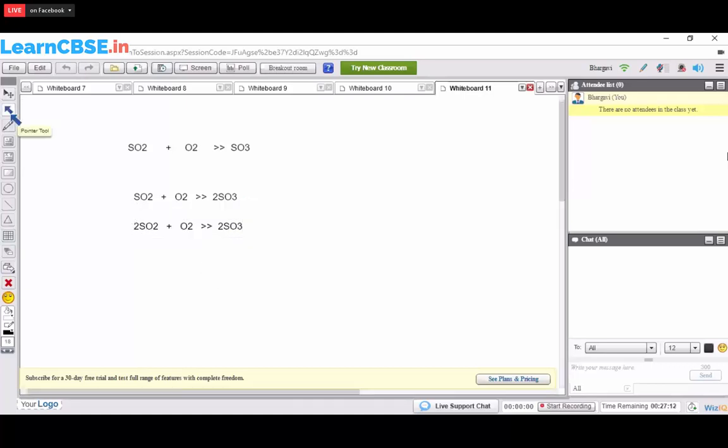Okay, so now here it is 2 sulfur and also here it is 2 sulfur. 2 times 2, 4 oxygen plus 2, 6 oxygen. So here it's totally 6 oxygen atoms present. Here 2 times 3, okay, here also it is 6 oxygen atoms. Now the equation is balanced.